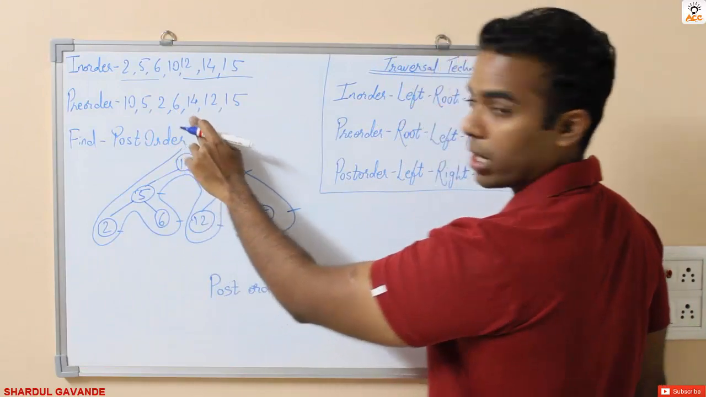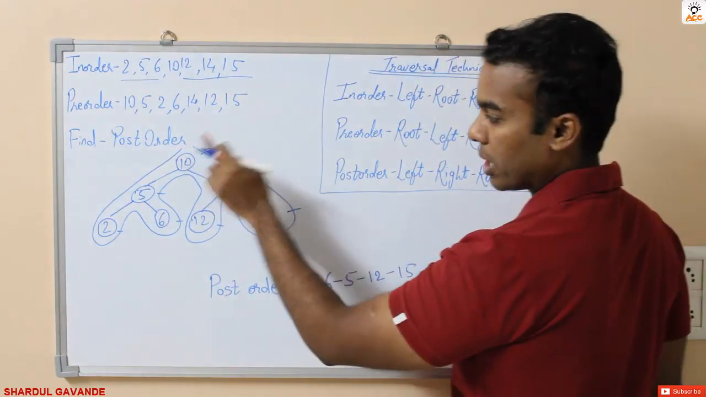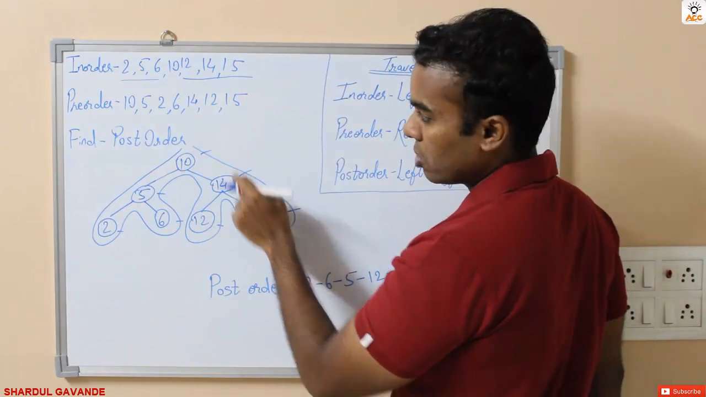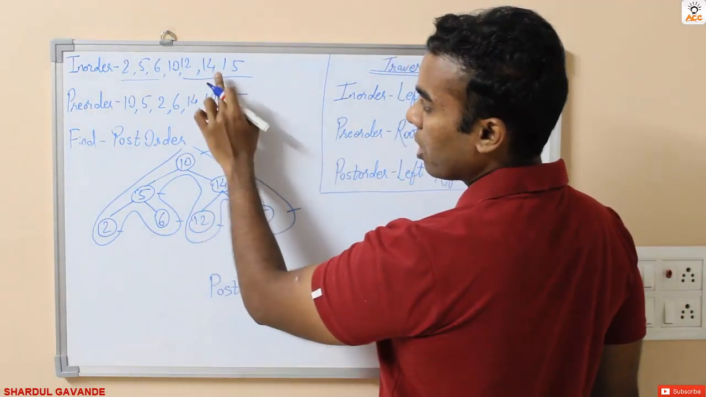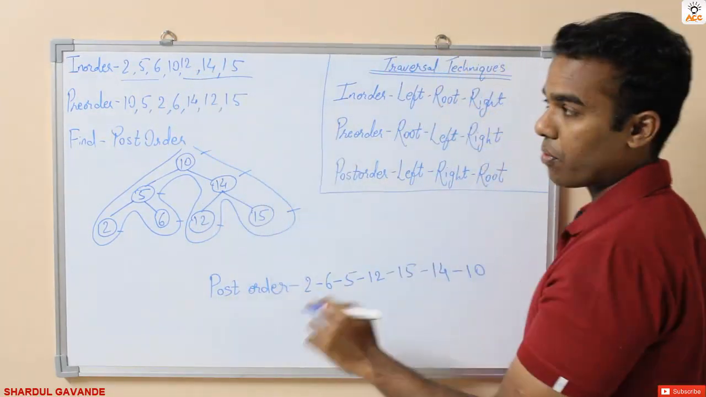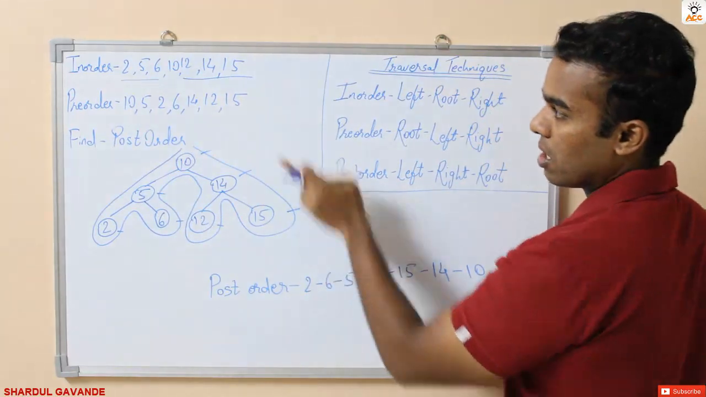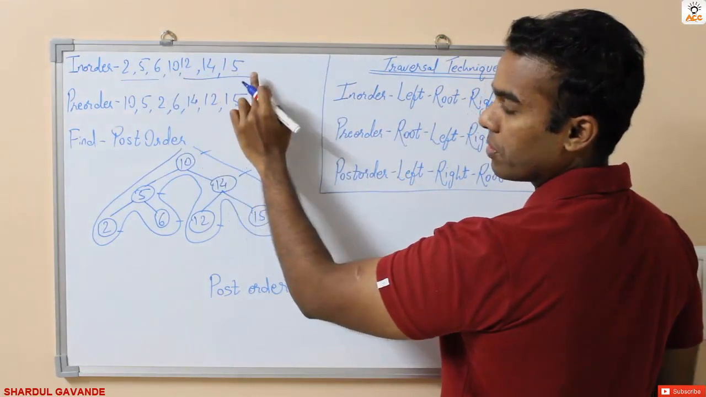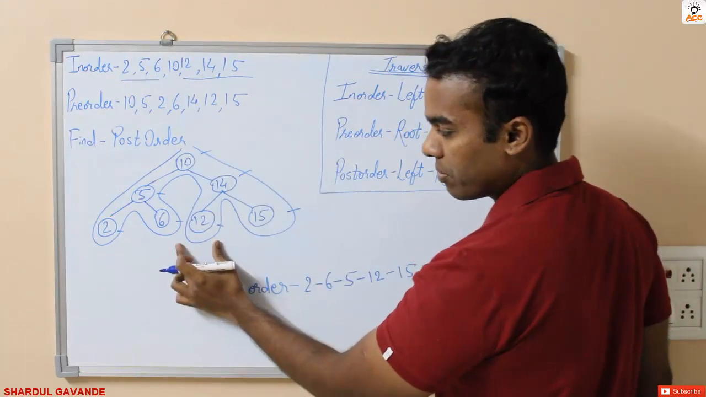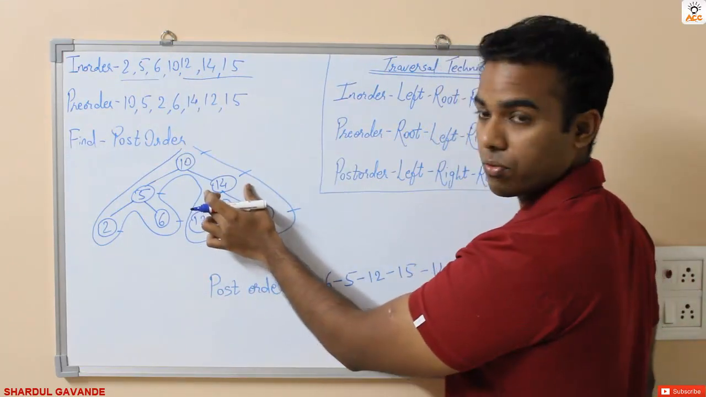Next value was 14. So in the right subtree of my root node 10, I had this value 14. The values of the left subtree and right subtree of 14 were 12 and 15, as you can see in the given in-order sequence. To the left of 14 I have 12, to the right of 14 I have 15. So 12 became my left subtree and 15 became my right subtree of root node 14.